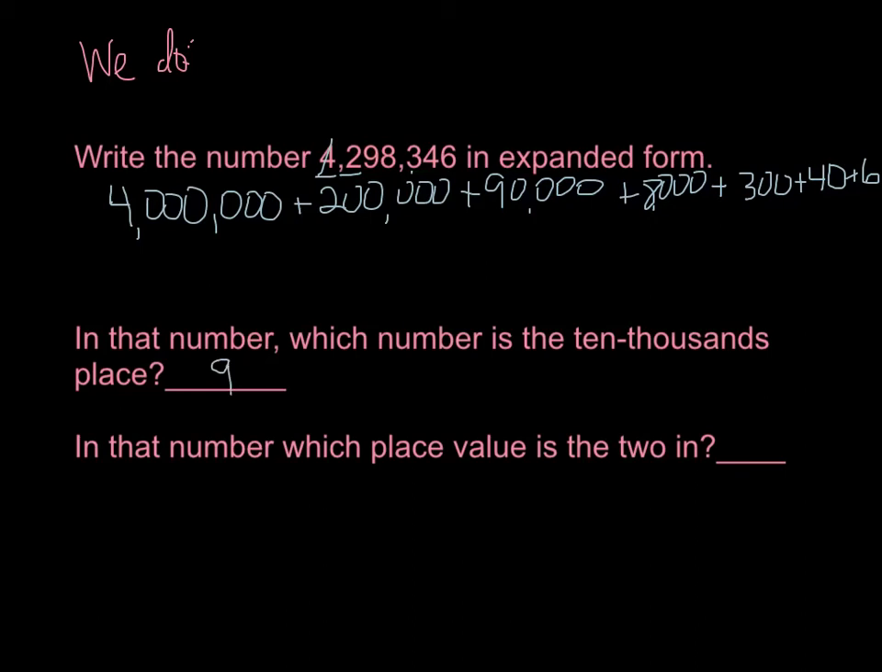And in that number, which place value is the 2 in? So here's the 2, and so I need to find out its place value. That's the ones, tens, hundreds, thousands, 10,000s, 100,000s. So I'm going to write the word 100,000s. I ran out of room, so I'll write it underneath. It's good. 100,000s is the answer to that one.